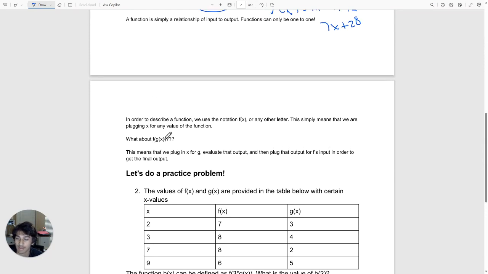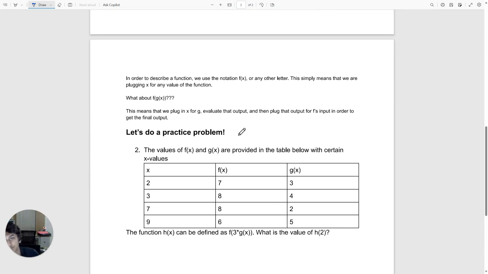If you're thinking about f of g of x, it's just a more complex way to write, okay, we input a value of x for g, get an output, and then plug that output as input for f, and then figure out that output. So let's do a practice problem.